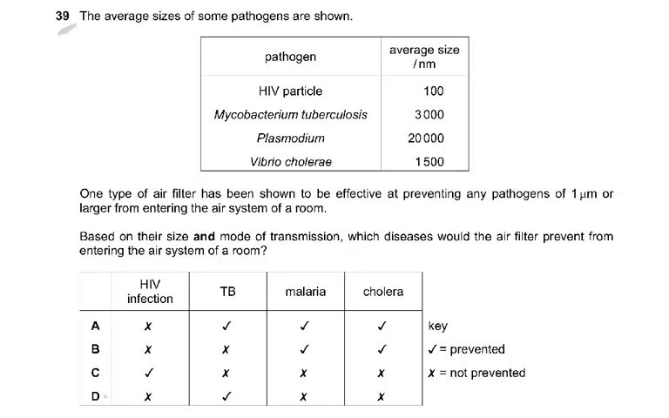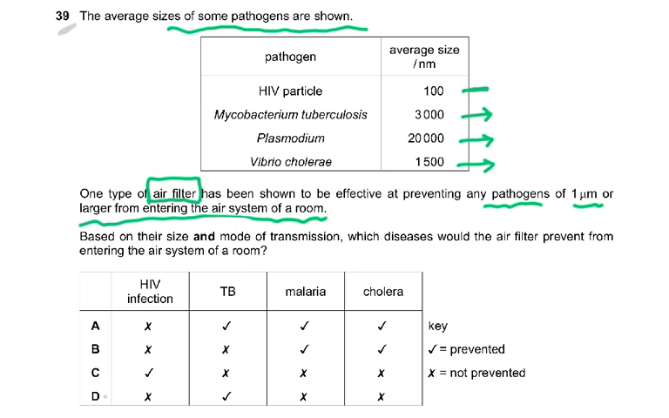Now, question number 39, the average size of some pathogens are shown. HIV particle is only 100 nanometers, Mycobacterium is 3000 nanometers, the Plasmodium is 20,000 nanometers, and the Vibrio cholera is 1500 nanometers. Now, one type of air filter. Now, this is a very interesting question. When I read it, I got it wrong the first time as well because I realized how I was reading it wrong. One type of air filter has shown to be effective at preventing any pathogens of 1 micrometer or larger from entering the air system of a room.